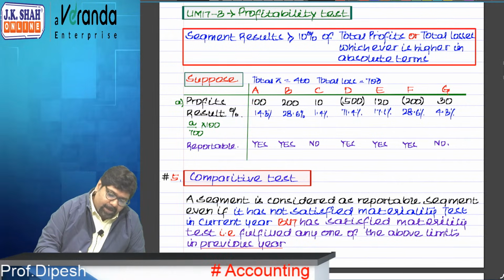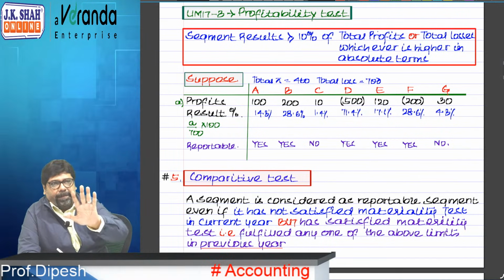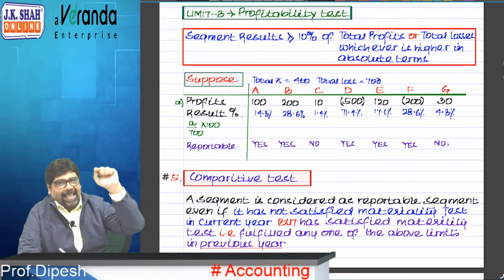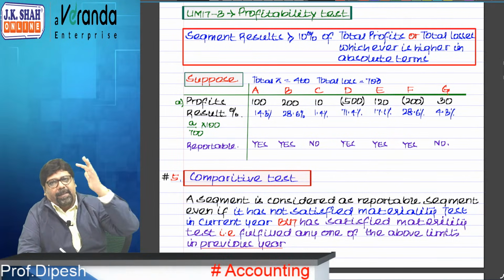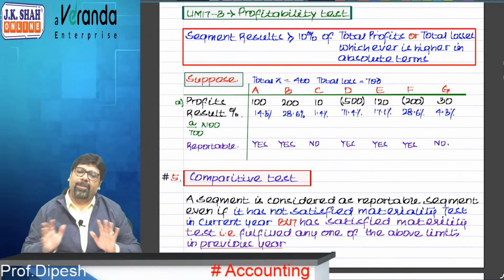More than 70 reportable, less than 70 not reportable. So find out total profit, find out total loss. Choose whichever is higher, take its 10%. Any segment whose either profit or loss is greater than that 10% is reportable. Correct? So this becomes the materiality test.